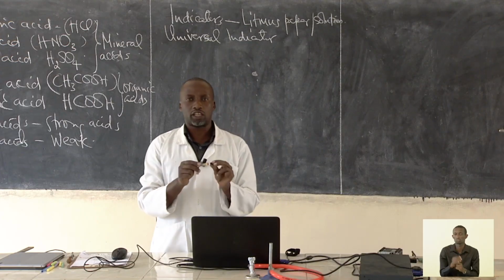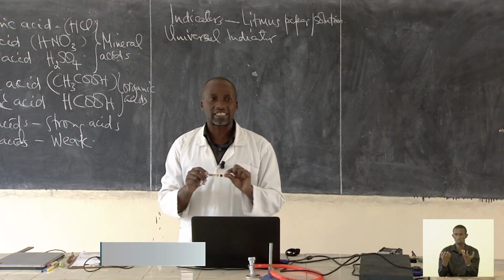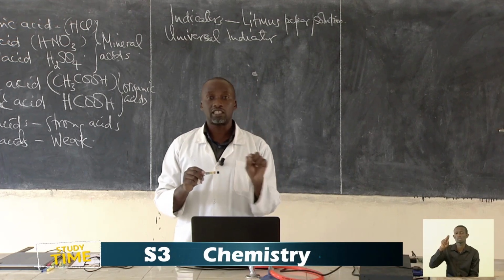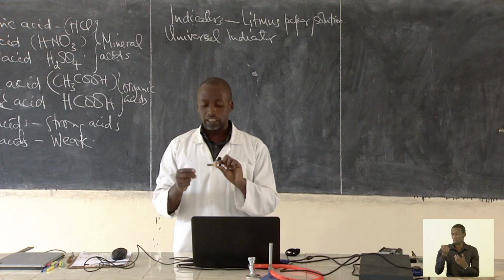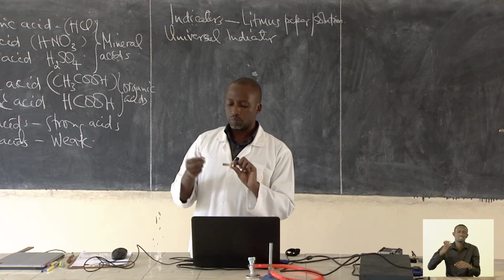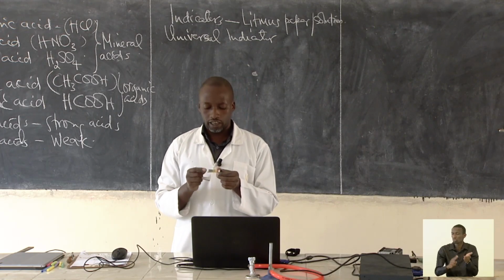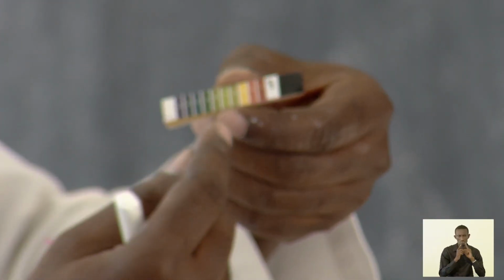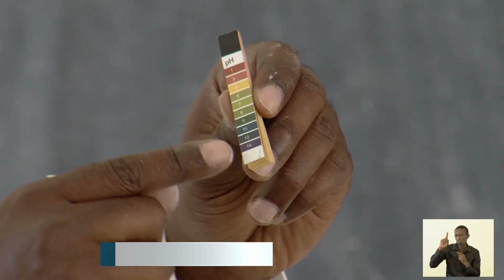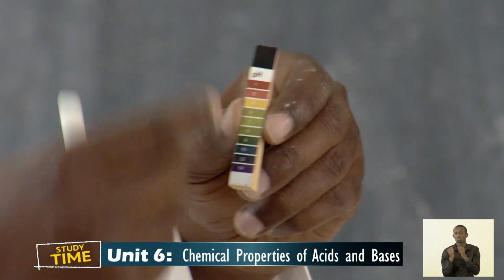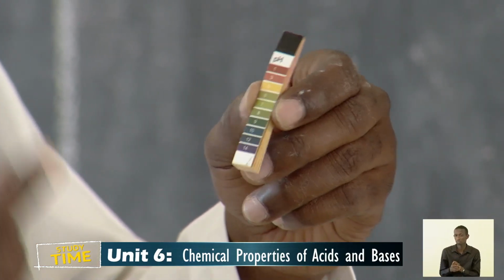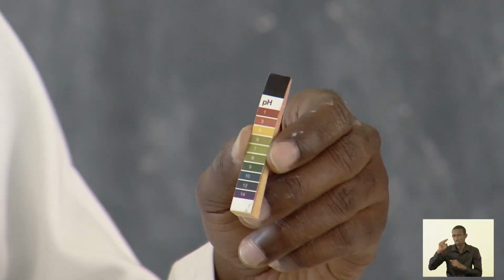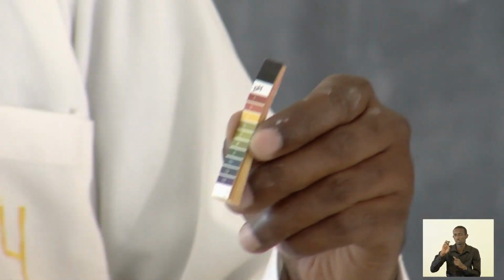And you see the universal indicator has got a pH scale. And we also talked about this pH scale. It indicates the acidity and the alkalinity or the neutrality of the solution by using the papers inside here. So you see there is a scale over there, with different colors, ranging from 1, 2, 3, up to 14. So these colors, as we mentioned, correspond to the pH of the solution.